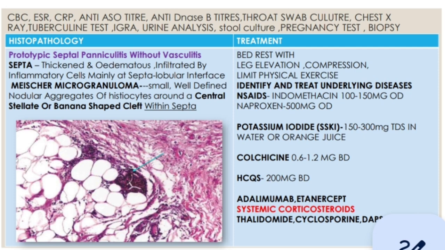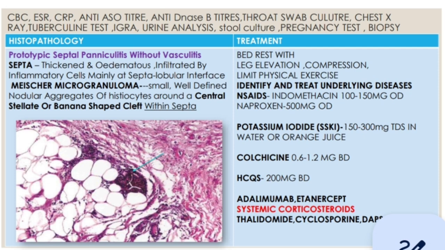So in the biopsy, basically, it is a prototypic septal panniculitis without vasculitis, in which the septa is involved, thickened and edematous and infiltrated with inflammatory cells, which is located mainly at the junction of the septa and the lobular interface. The characteristic feature of the histopathological finding is Miescher's microgranuloma, which is a small, well-defined nodular aggregate of histiocytes around a central stellate or banana-shaped cleft within the septa.